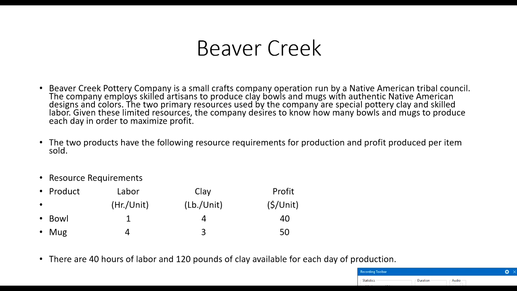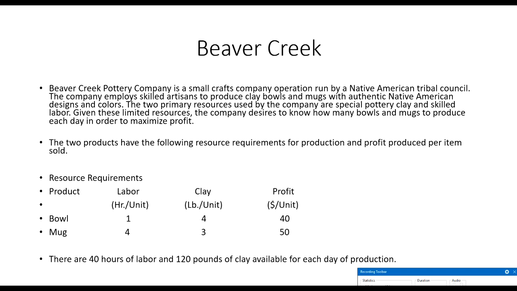So, what we are attempting to find is the perfect combination of bowls and mugs that will allow the Beaver Creek Pottery Company to profit at the highest possible level. That is the core question being asked. Everything we're doing, graphing, solving for unknown variables algebraically, all we are attempting to do is determine this key question. What exactly, or how many exactly bowls and mugs should we produce with our resources to profit at the highest possible level?